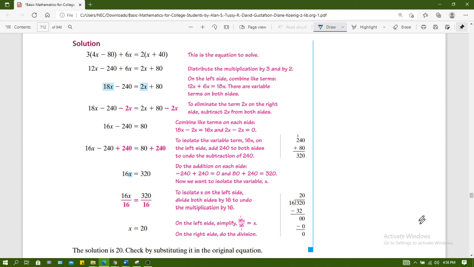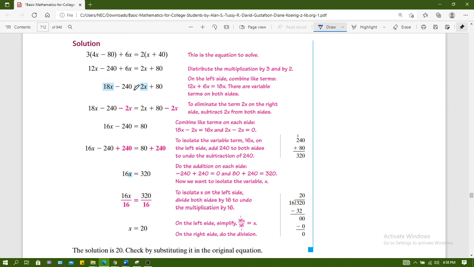First, you need to distribute the values outside the parentheses to inside. So 3 times 4x equals 12x. 3 times 80 is 240. Here we have 2 times x is 2x. 2 times 40 is 80. Now, actually, you can divide all this part with 2 so that it can be simplified. However, in this example, wala niya gibuhat. So, hinay-hinaya na lang nato ning trabaho.